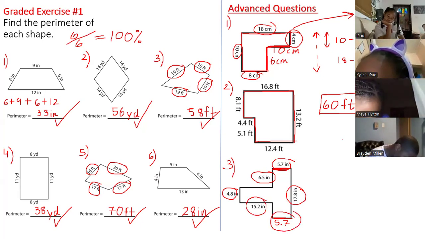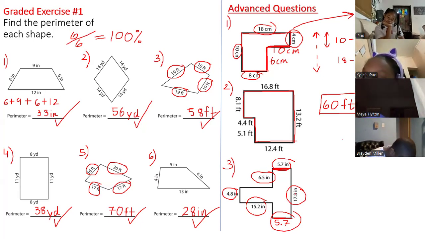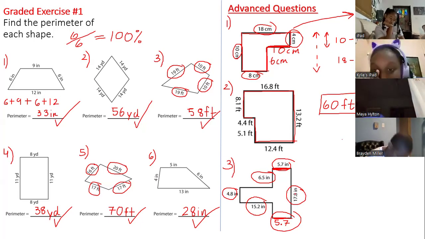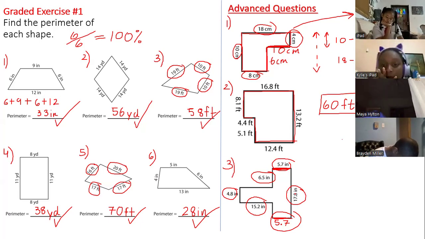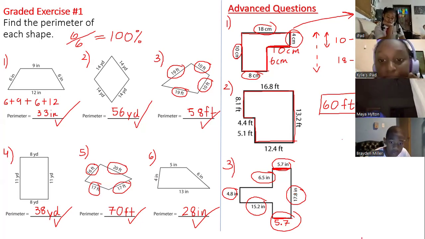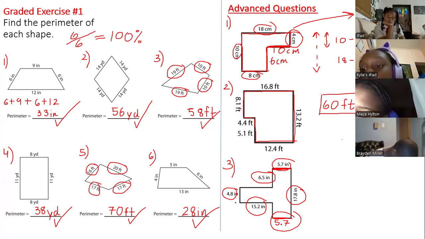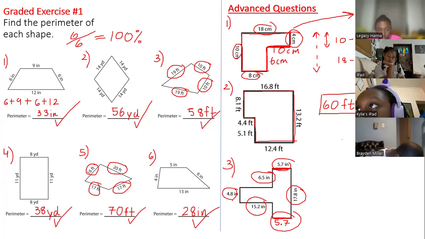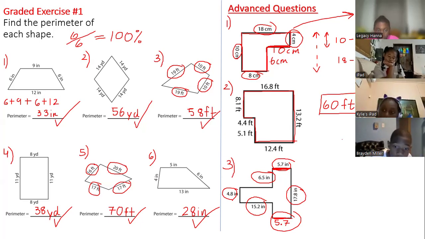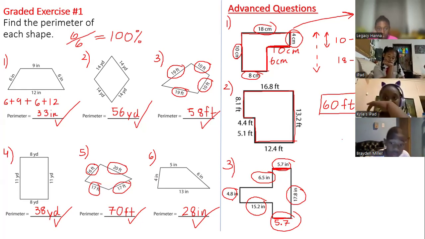15.2. Let me add all of them together, what y'all got? 50. I didn't do the 5.7. You didn't do the 5.7 at the bottom? No, 50, sir. Inches. Yeah, you have to make sure that all of the numbers are there for each side. All right. I got 50. Oh, you didn't add that.